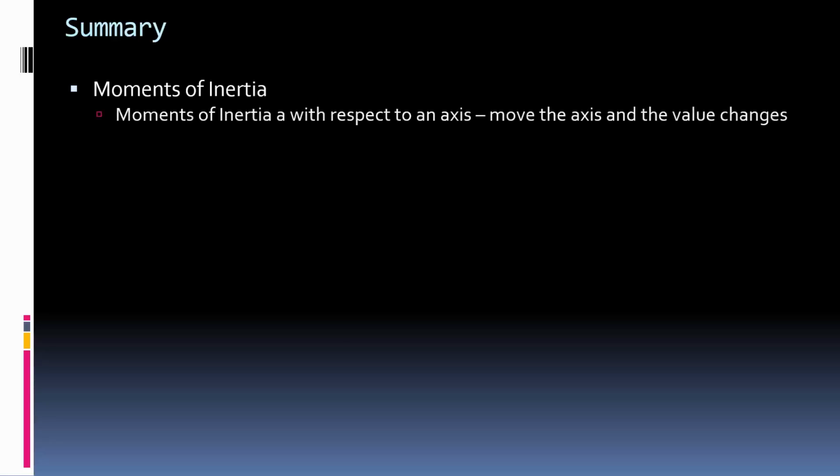Okay, that's it. We're done. So let's summarize it. What do we got? The moments of inertia, this is just some of the highlights. The moment of inertia only makes sense with respect to an axis. So you move the axis and all of a sudden the value changes.